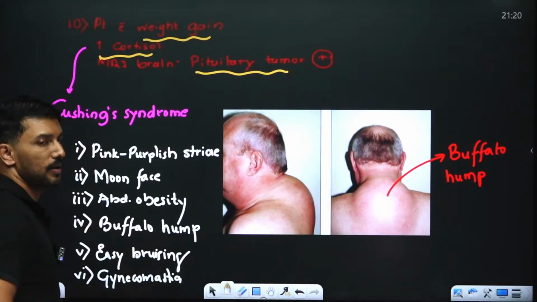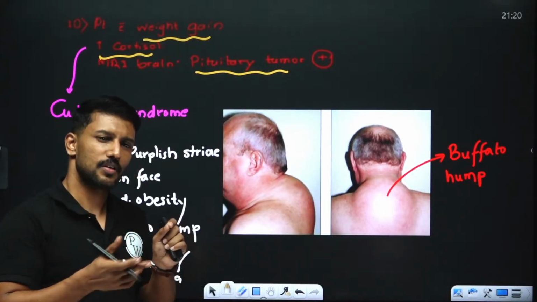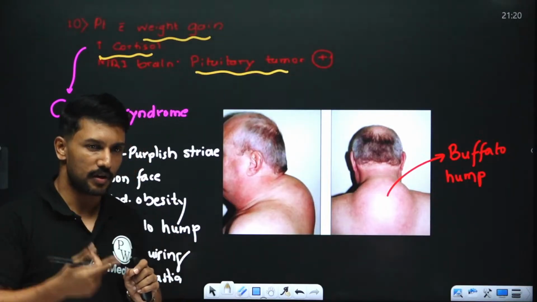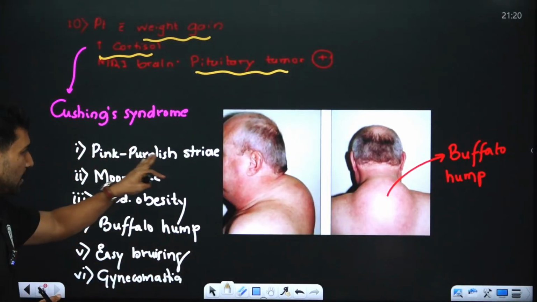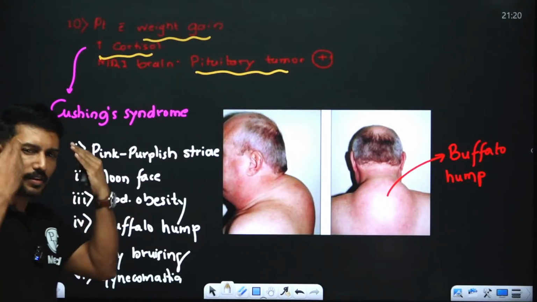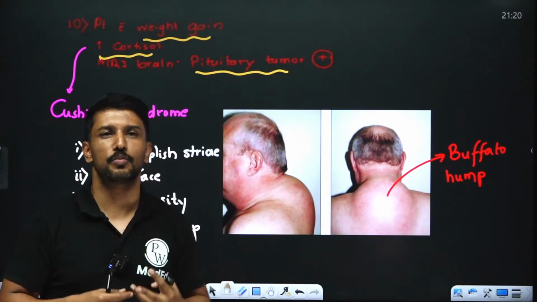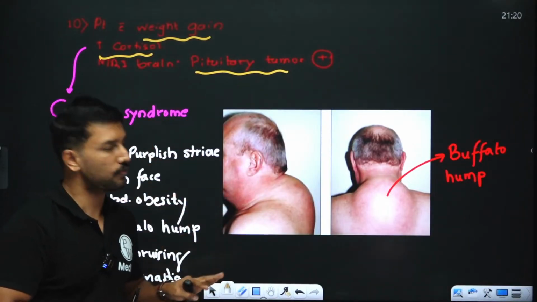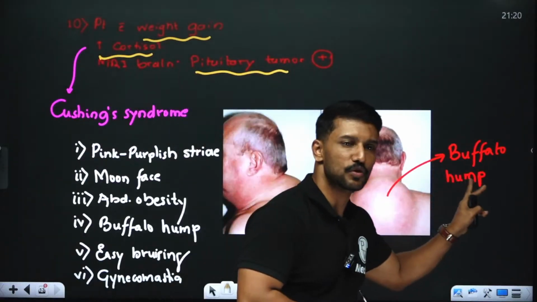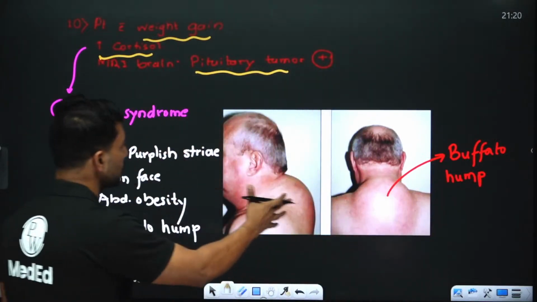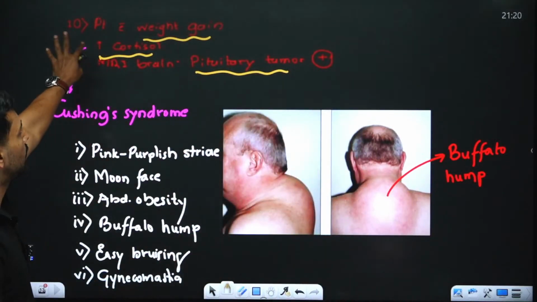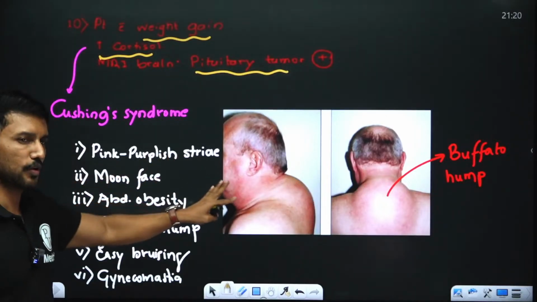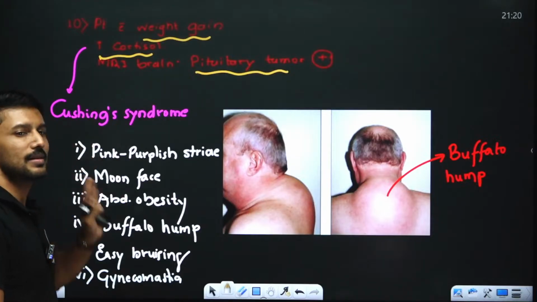And when there is abdominal obesity, the skin gets stretched with the high cortisol, and the cortisol stimulating the melanocortin receptors results in this pink purplish striae. Moon face, rounding of the face, is also because of redistribution of the fat. So majority of these are because of redistribution of fat. Even buffalo hump is because of the redistribution of fat. So this image, with the context of the pituitary tumor or the high cortisol, we are thinking of it as buffalo hump, suggestive of Cushing's syndrome, right?